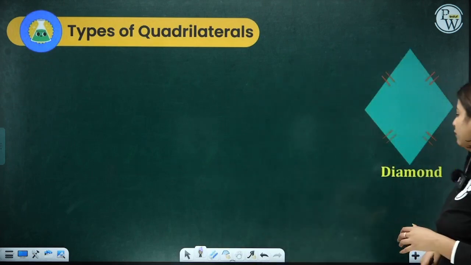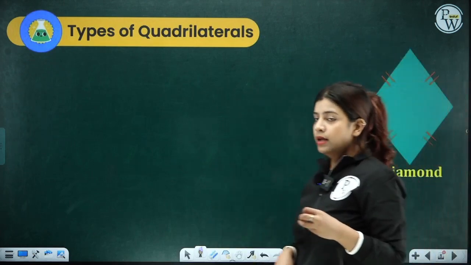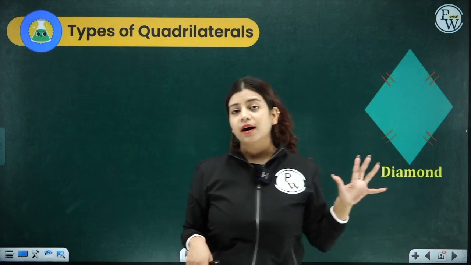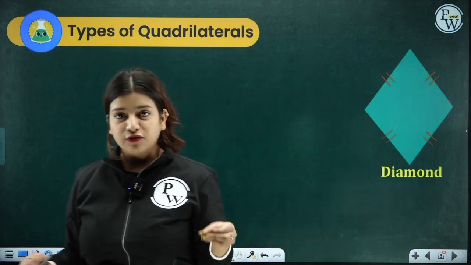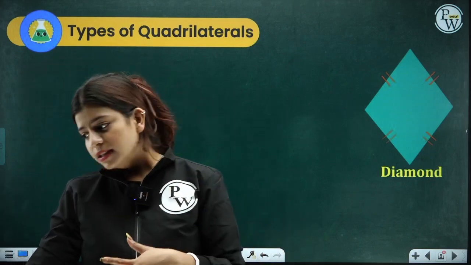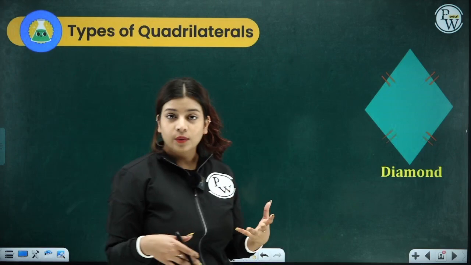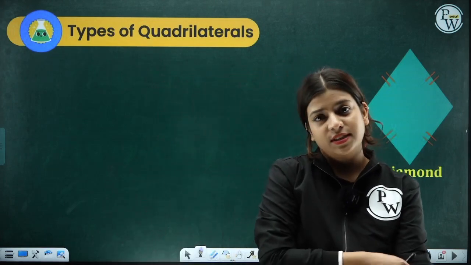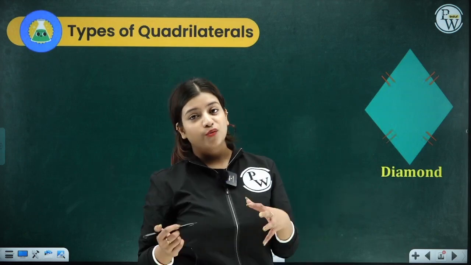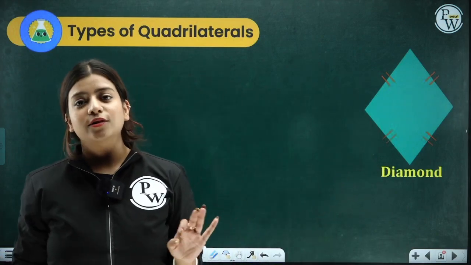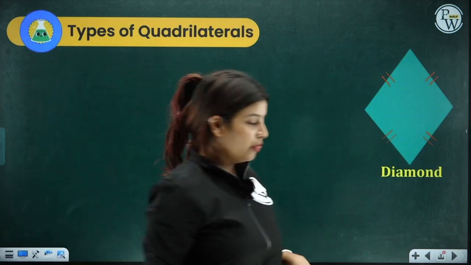The next thing that we have is a diamond, right? In a diamond, what we have is that all the sides of the diamond are equal, right? In a square also, all the sides are equal, and in a diamond also, all the sides are equal. But what is the difference then? The difference lies in this: particularly in a diamond, the angles are not 90 degrees, but in a square, they are.